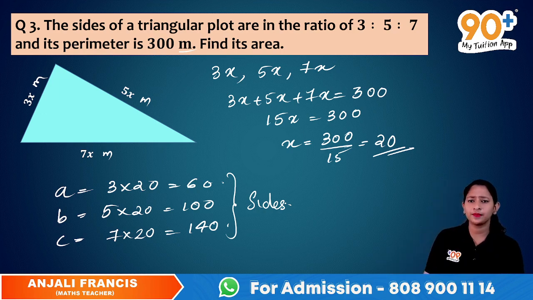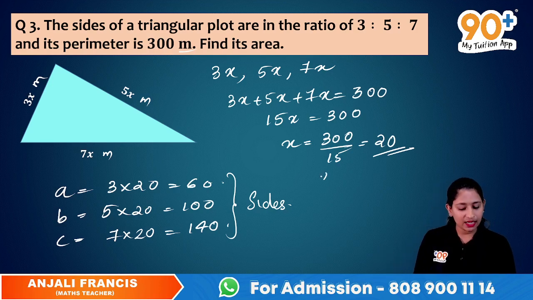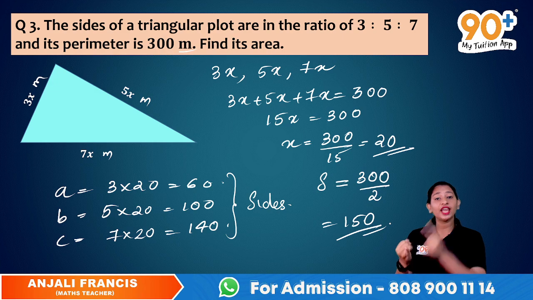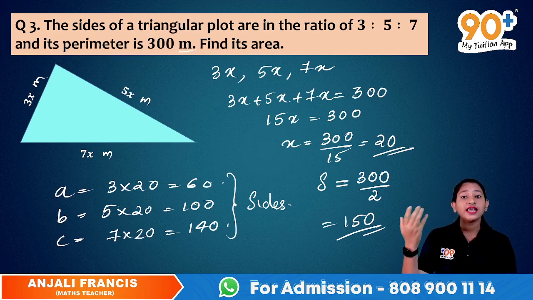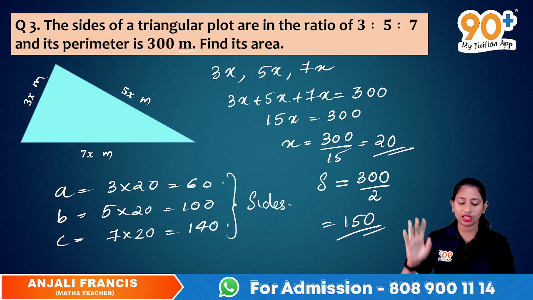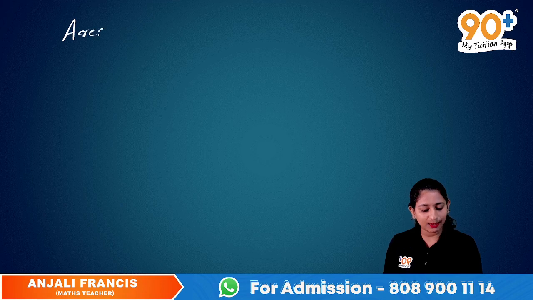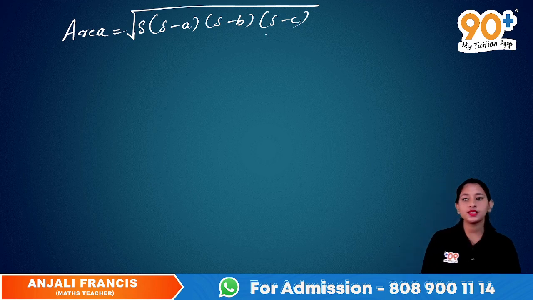നെക്സ്റ്റ് നമ്മുടെ ഇക്വേഷനിൽ നമുക്ക് എന്താ കണ്ടുപിടിക്കേണ്ടത്? സെമി പെരിമീറ്റർ ആണ് കണ്ടുപിടിക്കേണ്ടത്. So here semi perimeter s is equal to 300 by 2, which is 150. അപ്പോൾ നമുക്ക് സെമി പെരിമീറ്ററും സൈഡ്സിന്റെ മെഷർമെന്റ്സും കിട്ടി. So next we are putting the equation here. Area is equal to root of s into s minus a into s minus b into s minus c. Is it okay?